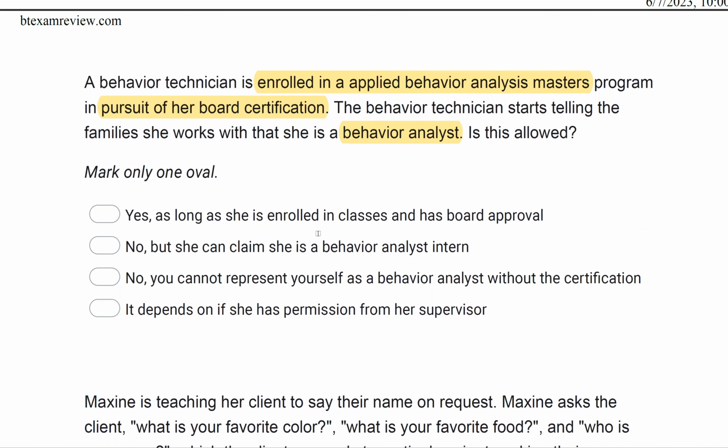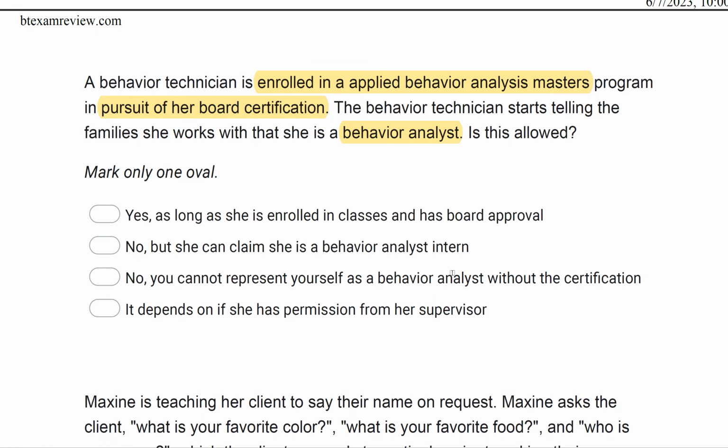So yes, as long as she is enrolled in classes and has board approval. Well, the board is not going to approve her representing herself as a BCBA until she is actually a BCBA. B, no, but she can claim she is a behavior analyst intern. She can't do that either, okay? You can't represent yourself as a BCBA in any form and use those words and those terms until you've actually passed your exam. C, no, you cannot represent yourself as a behavior analyst without the certification.